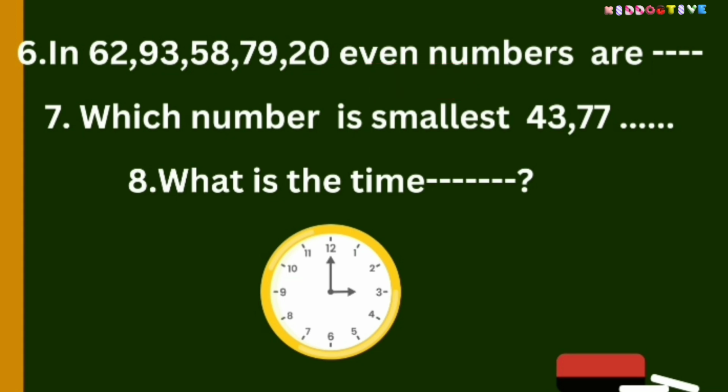Now coming to 7. Which number is smallest between 43 and 77? Which number is smaller? 4 is smaller or 7 is smaller? Yes, 4 is smaller. So 43 is the smallest one. Now comes what is the time? So in this clock, what is the time? It's 3 o'clock because the hour hand is on 3 and the minute hand is on 12. So this is 3 o'clock.